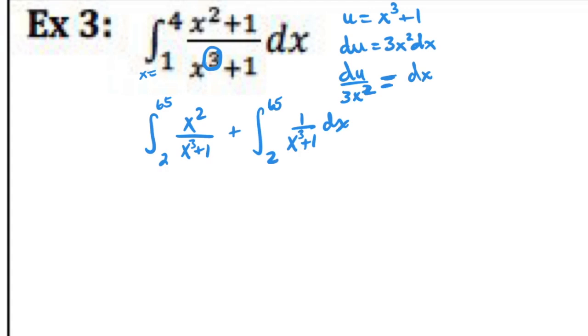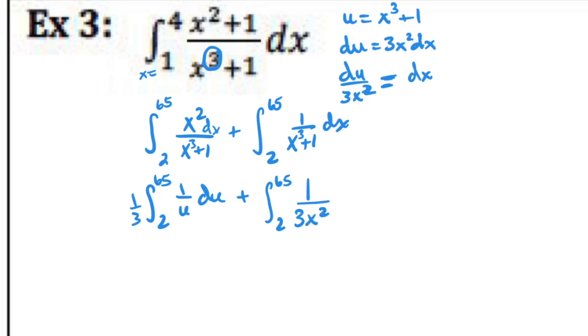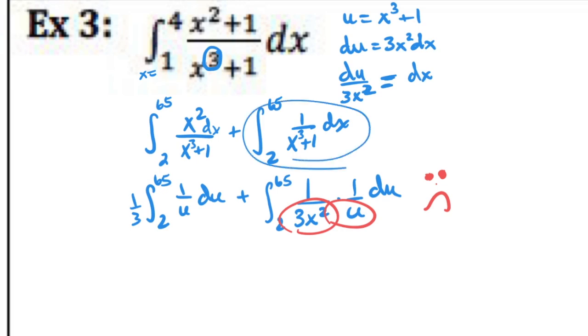Now when we substitute, don't forget dx here, we will have 1/3 integral from 2 to 65 of 1 over u du, plus, now this next piece didn't come out as nicely, did it? Because when you substitute, you're going to be left with 1 over 3x squared times 1 over u du. So you're mixing your x squareds and your u's together. So let's imagine for a minute you're in the middle of a test and you just don't know how to deal with the problem. And that's why I chose this one. You don't know how to integrate 1 over x cubed plus 1 yet.